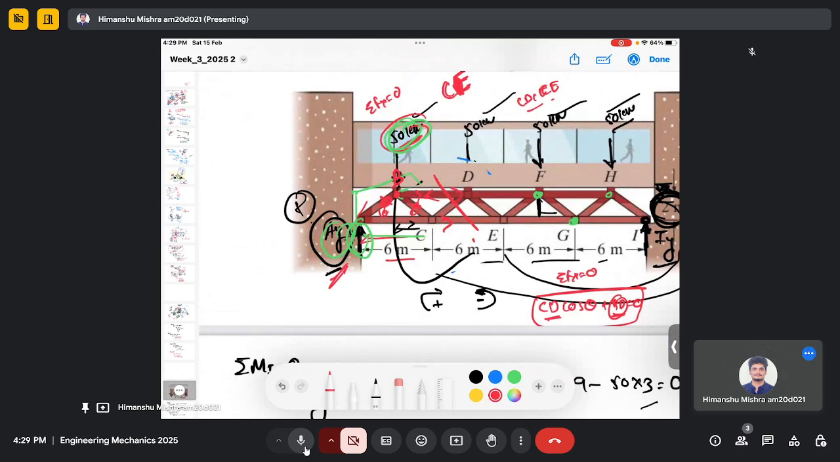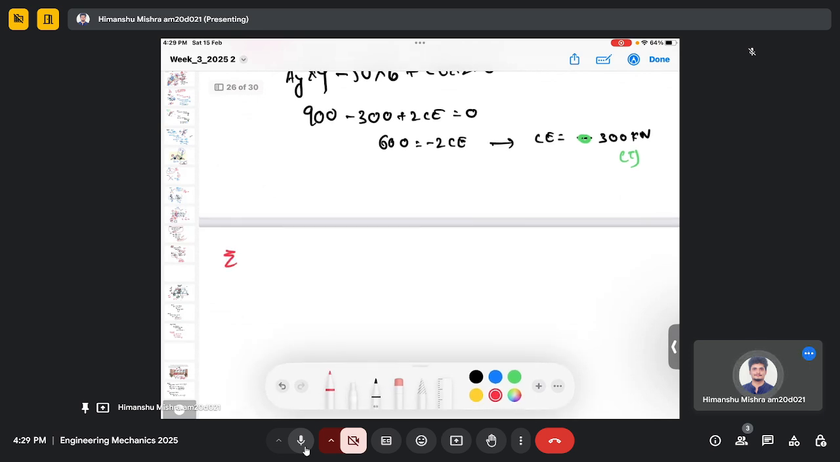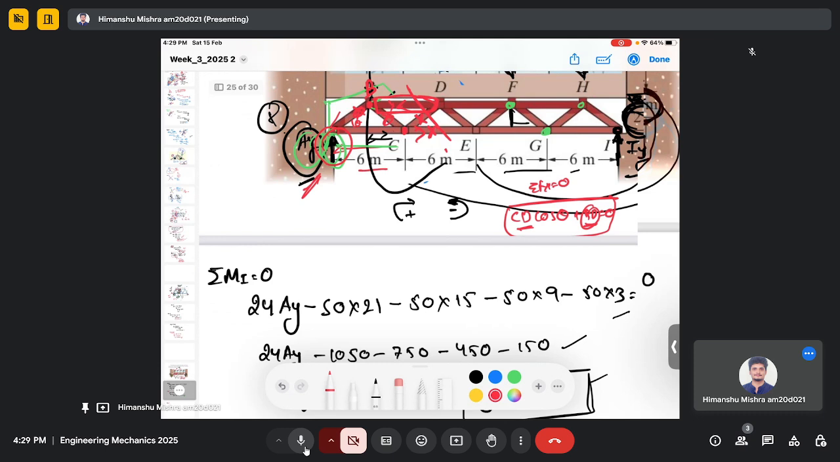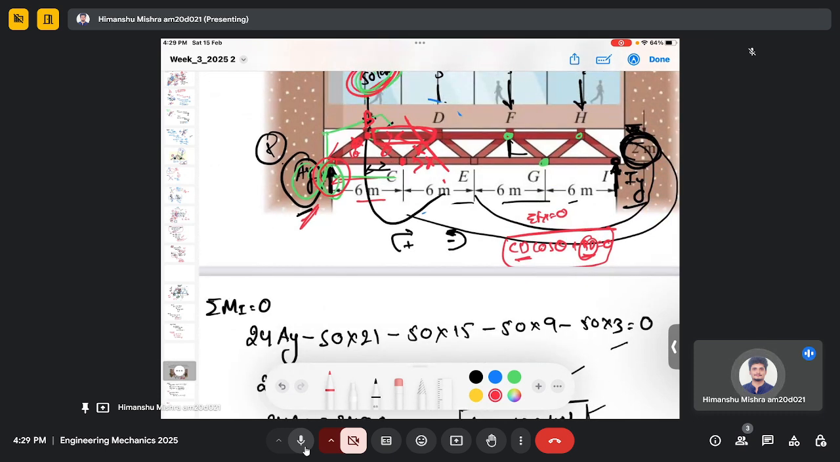So if I take the moment about point C, then I don't need to consider the force in members CD and CE, because the moment due to forces CE and CD about point C is 0. Then I have to consider force in BD because it has non-zero moment about point C. I can also consider the reaction force AY and the 50 kilonewton force. So if I equate the moment about point C to 0, then I have the contribution of the force BD.